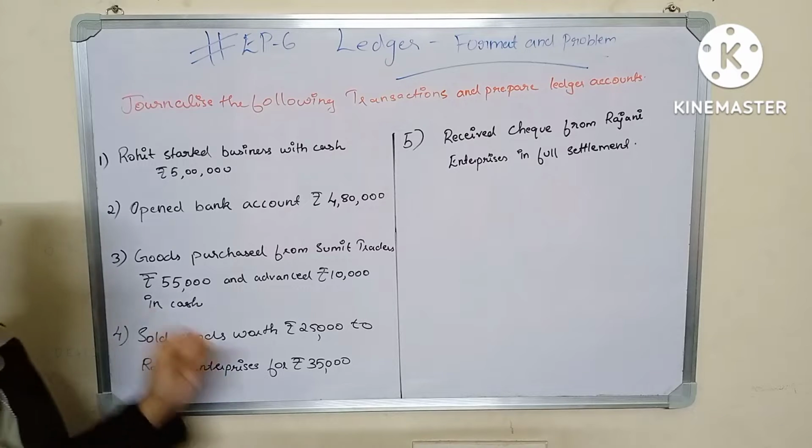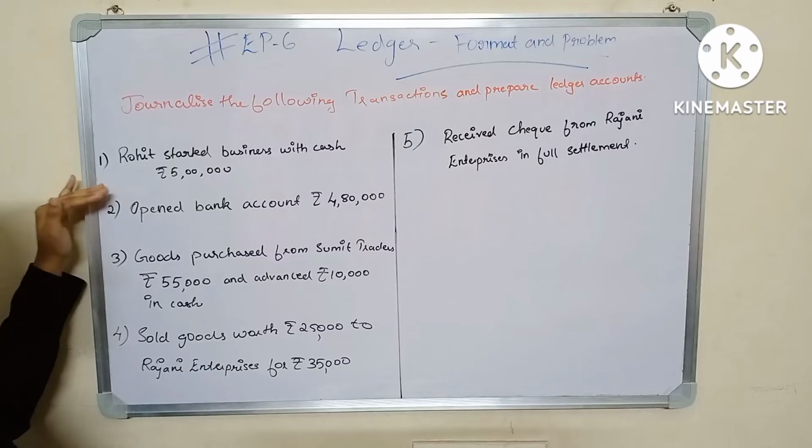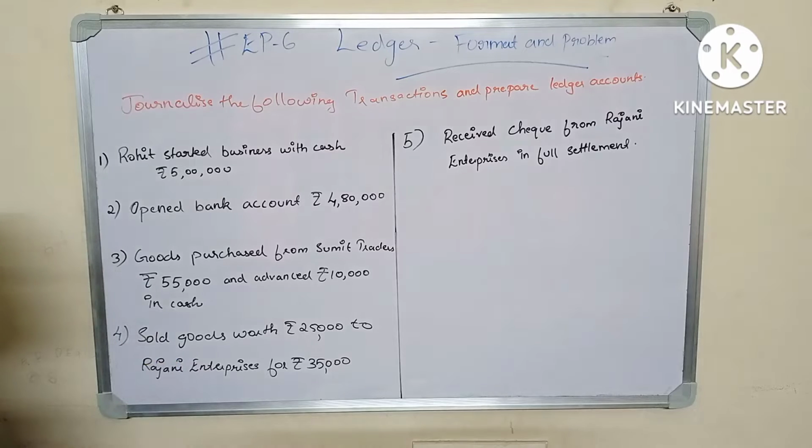I have not provided the date here, so we will just record it as 1, 2, 3 transaction. Rohit started business with cash rupees 5 lakh, opened bank account rupees 4 lakh 80,000, goods purchased from Sumit Traders rupees 55,000 and advanced rupees 10,000 in cash.